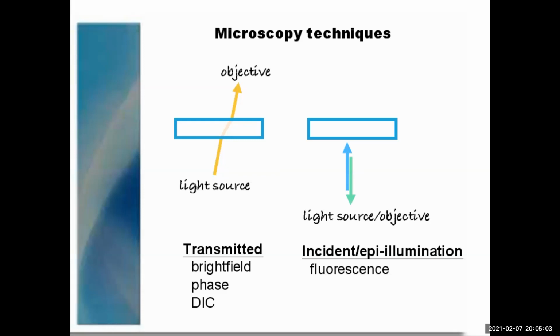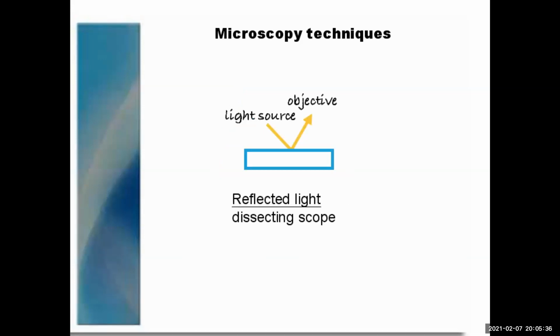Once again, two ways of approaching microscopy: transmitted light and reflected light. Transmitted light techniques include bright field, phase, and DIC. Reflective light techniques are actually often known as incident light or as epi-illumination. So once again, a lot of names for the same thing. And the big one that we're going to talk about is fluorescence.